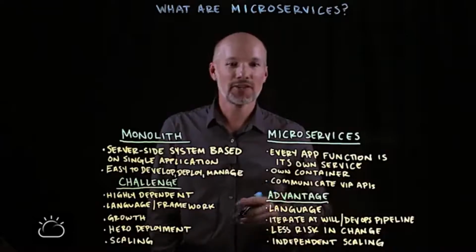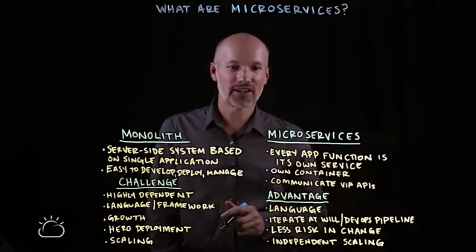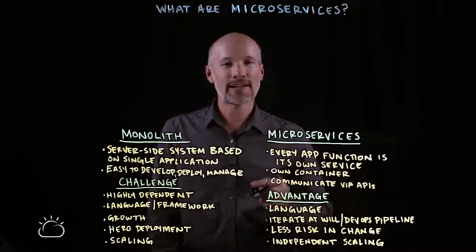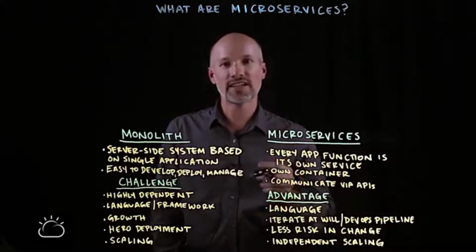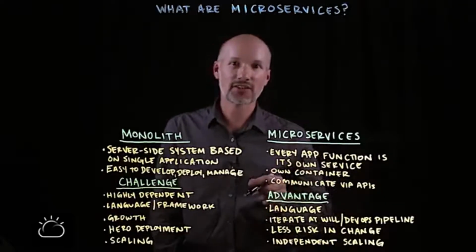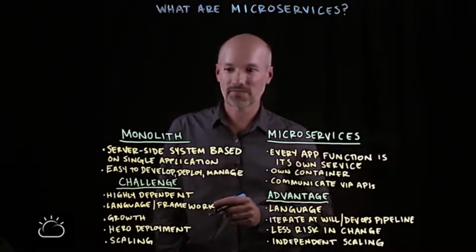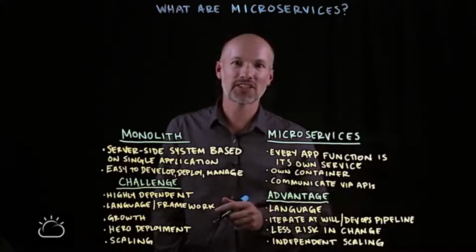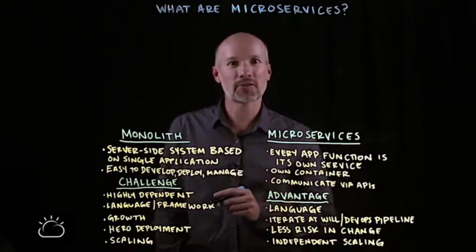For those who don't know, a microservice is an application architecture that takes every application function and puts it in its own service that runs in a container. And these containers then communicate over APIs. To better understand what a microservice is, we should probably look and understand what a monolith is.